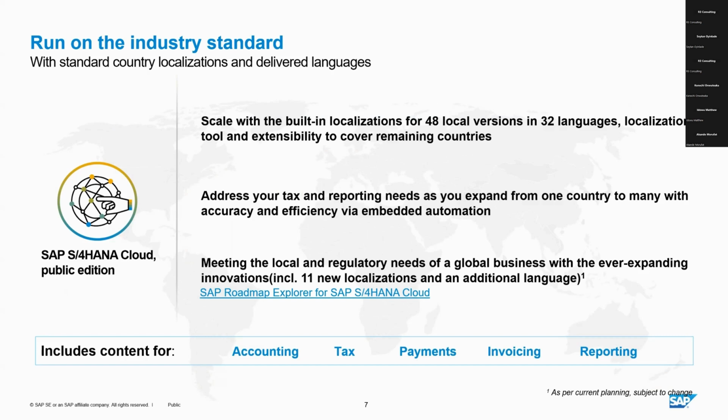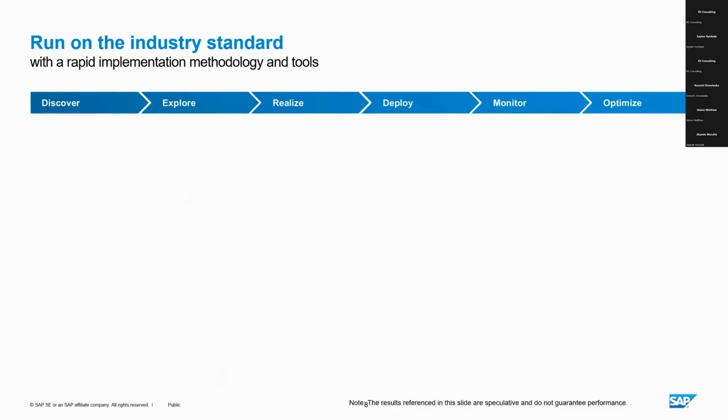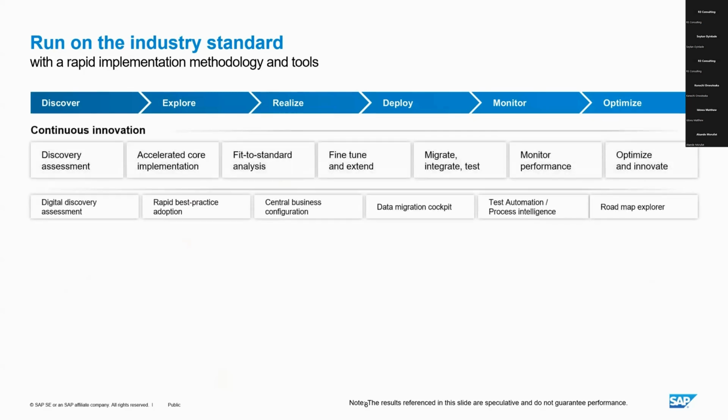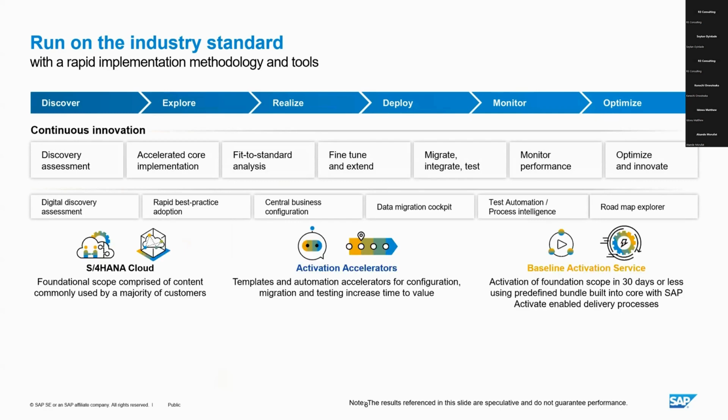Then in terms of language, we have 32 languages pre-built into the S/4HANA solution. Also, we talk about reducing the time to go live. Today, SAP offers a new implementation methodology, which we call SAP Activate. With SAP Activate, everything from discovery assessment, which is at the marketing level, to explore, realize, deploy, and monitor, optimize, is highly simplified.